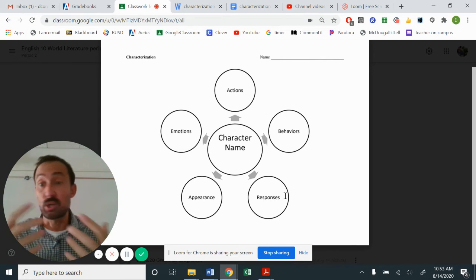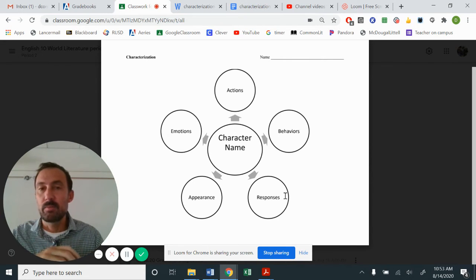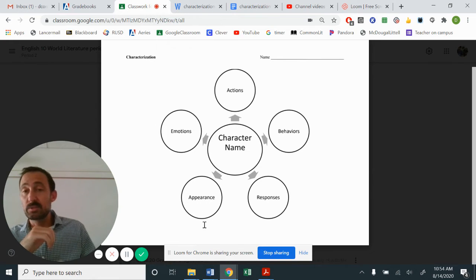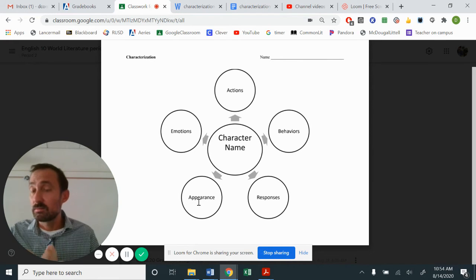So some people might start crying. Some people might run in fear. Some characters might face the villain head on. Right? How do they respond to those adversities? How do they respond to those struggles? And that's kind of what you would gather in this part right here. Now the next one is pretty straightforward. Appearance. How do they look?